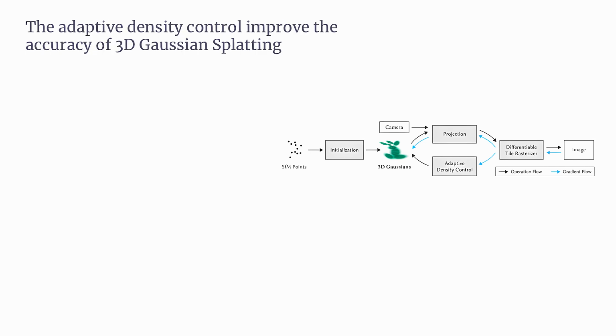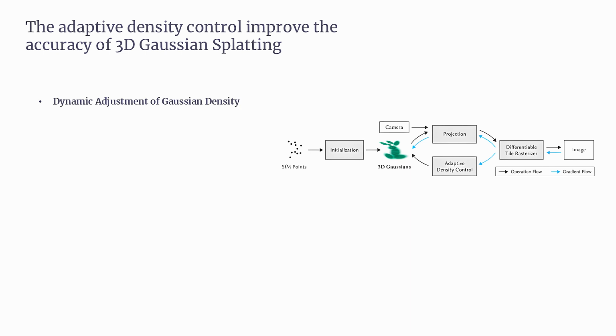Now, let's break down how adaptive density control makes 3D Gaussian splatting more accurate and efficient. Think of adaptive density control as the smart manager that dynamically decides how to use Gaussian primitives during rendering to achieve the best results. Here's how it works.